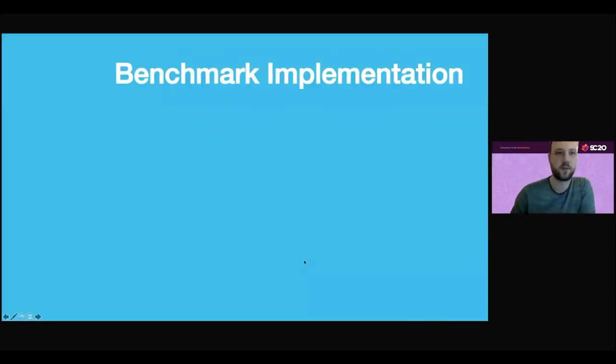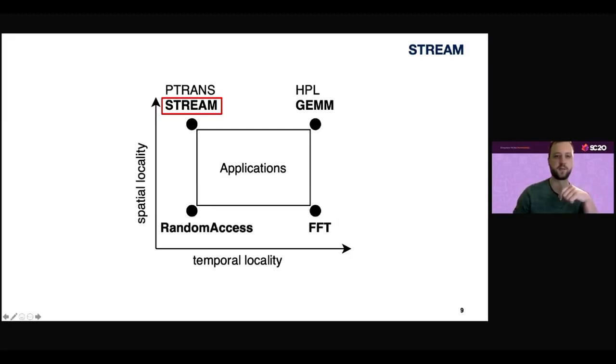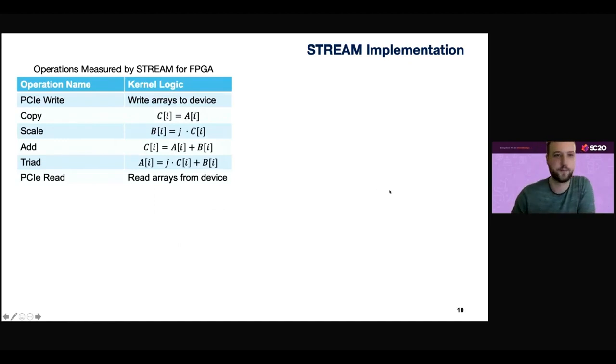So let's look into the actual benchmark implementations. I want to give you a short impression of all the 4 benchmarks that we implemented, and also some further insights for every benchmark. Let's start with Stream. As already said, Stream is a synthetic benchmark that aims at measuring the global memory bandwidth of the FPGA. For that, it uses different vector operations that are listed here in the table.